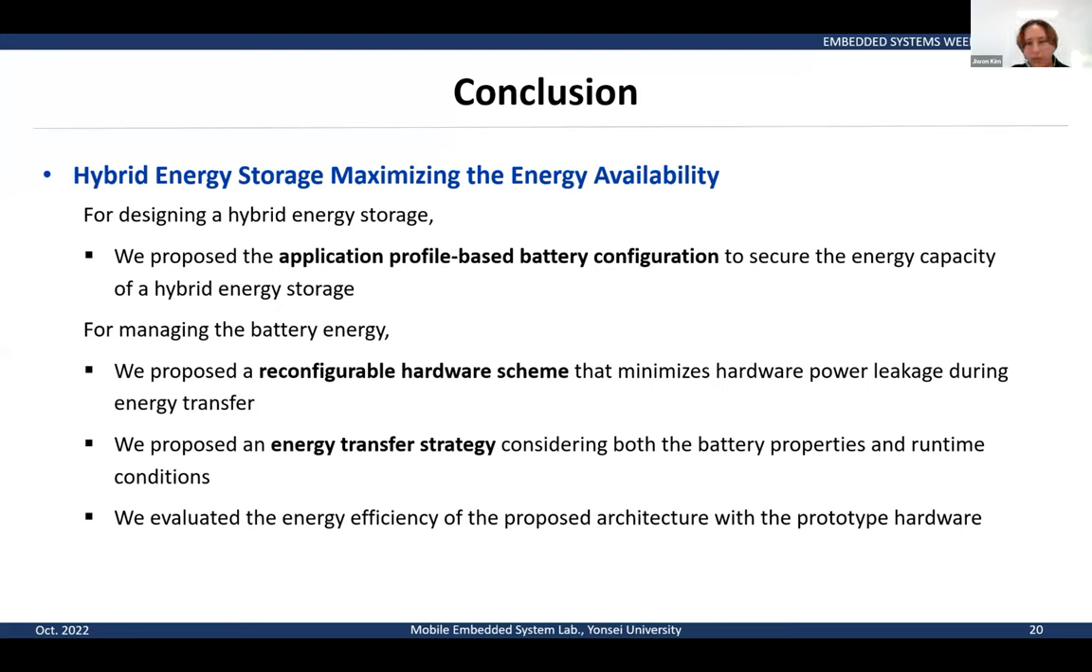Finally, we evaluated the efficacy of DynLiB with the prototype hardware and the simulator. Thank you for listening.